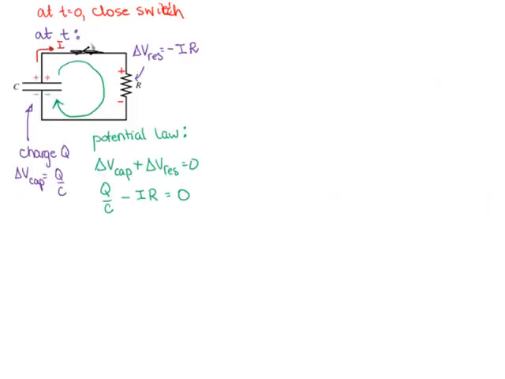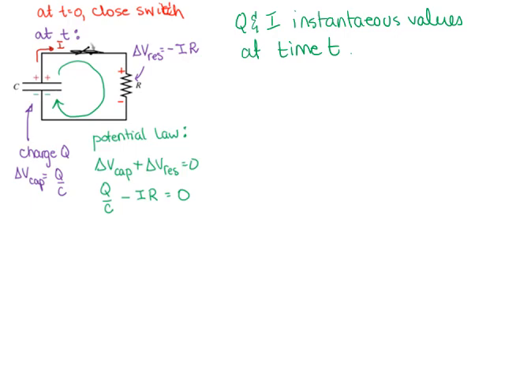Just before we start solving, let's make sure we know exactly what we're looking at and what our definitions are. Q is the charge on the capacitor at time t. And I is the current through the resistor at time t. That means Q and I are the instantaneous values of charge and current at our general time t. So it's an instantaneous value. That part is really important.